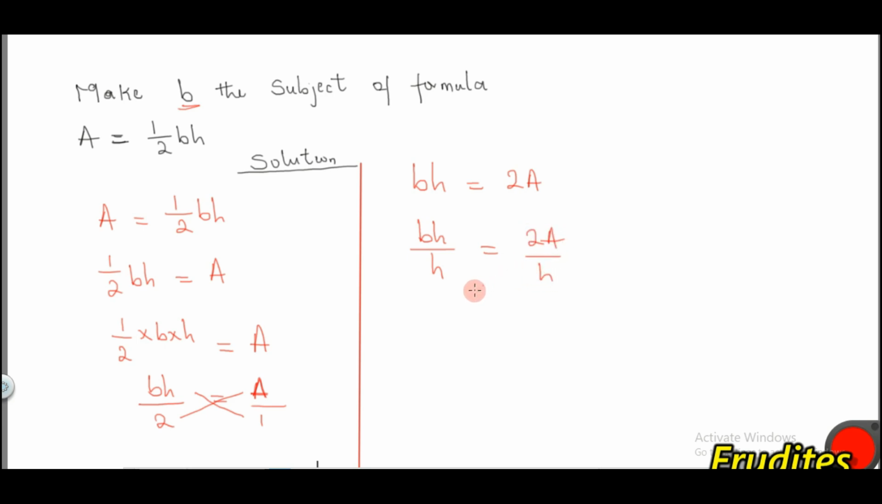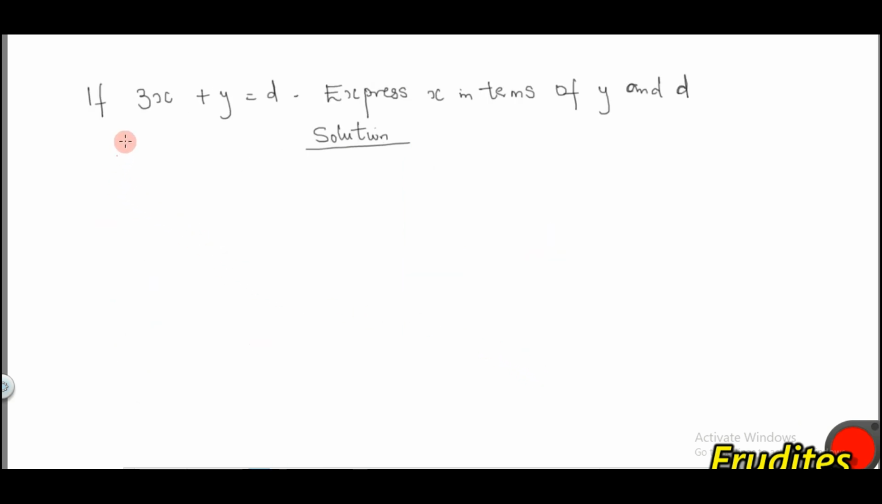And the reason I'm doing this is to make this B stand alone. So H will cancel out H. So my B will be equal to 2A over H. This is my answer to this question. It's very easy and straightforward. Let's look at another example.